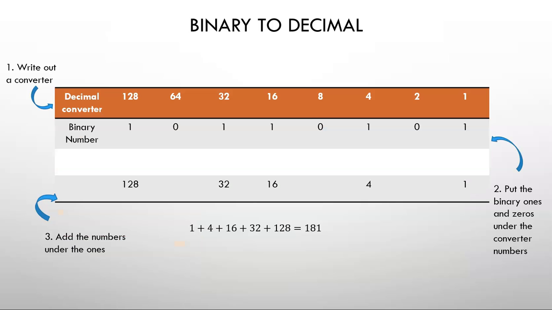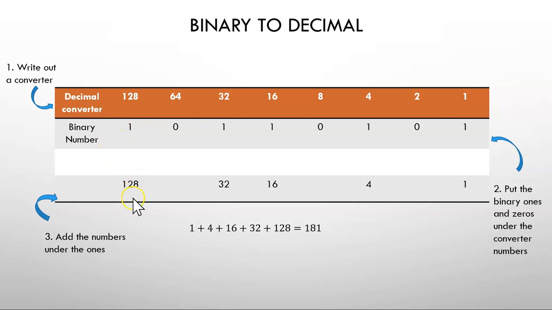Okay, so for a binary to decimal conversion, first off, you write out what I call a converter. All you do is you start out with the number 1, and you double it, and you continue doubling it each step of the way until you get as many numbers in the converter as you have in your binary number. In this case, we have 8 binary digits, so we need 8 numbers in our converter.